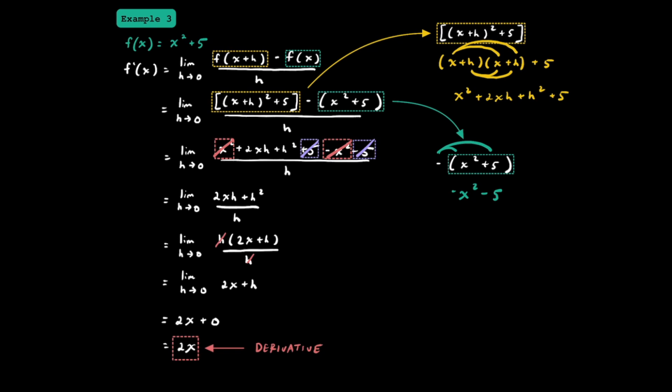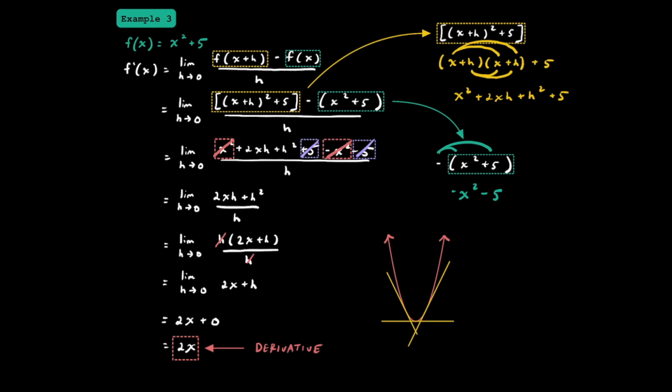2x represents our derivative, or the slope of a tangent line, of f of x is equal to x squared plus 5. Since our function is a parabola, it makes sense that our derivative has a variable in it because the tangent line is going to change at each given point. While the tangent could have a negative slope here, it could have a slope of 0 here, but it could also have a positive slope here.